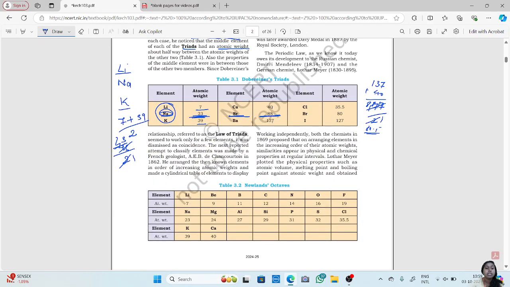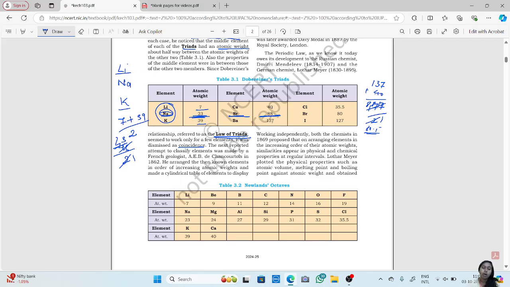Döbereiner's relationship, referred to as the law of triads, seemed to work only for a few elements, so it was dismissed as coincidence. This law of triads had a lot of drawbacks, because not all elements can fit in a triad form. There are some elements which do not come in the form of a triad at all, so it was considered to be a mere coincidence.